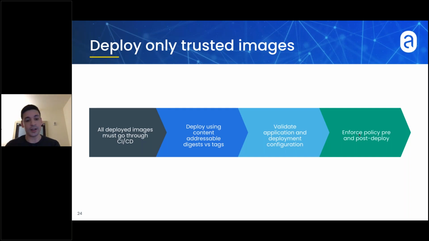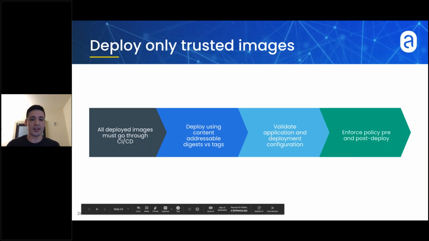Secondly, deploy content, hopefully not using something like the latest tag. Sometimes it's good to at least use some type of content addressable digest, so we know exactly this is a unique artifact, and we can trace it back through provenance to when it was built. Thirdly here, validate your application and deployment configuration, right?